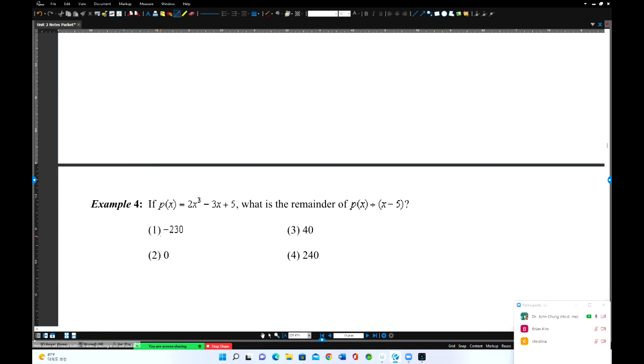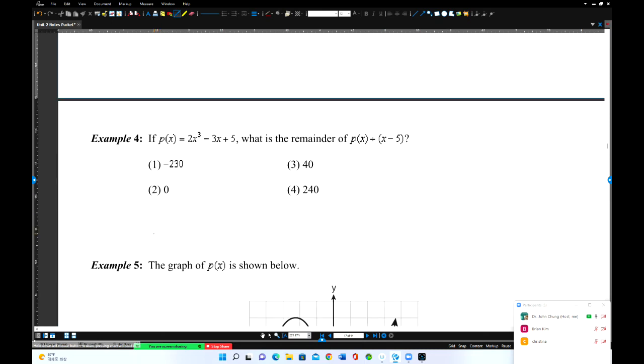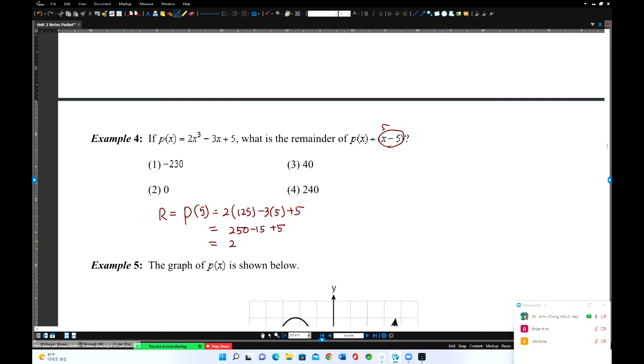Alright. Now the next one, move over here. P of x equals 2x cubed minus 3x plus 5. What is the remainder when you divide by x minus 5? P of the value that makes it 0 is what? 5 is the remainder. You don't have to use long division. The remainder is P of 5, when x equals 5. Put this number 5 there. 2 times 5 cubed is 125, times 2 is 250, and minus 3 times 5, and plus 5, that's the remainder. This is 250 minus 15 plus 5. 235 plus 5 equals how much? 240 is the remainder.